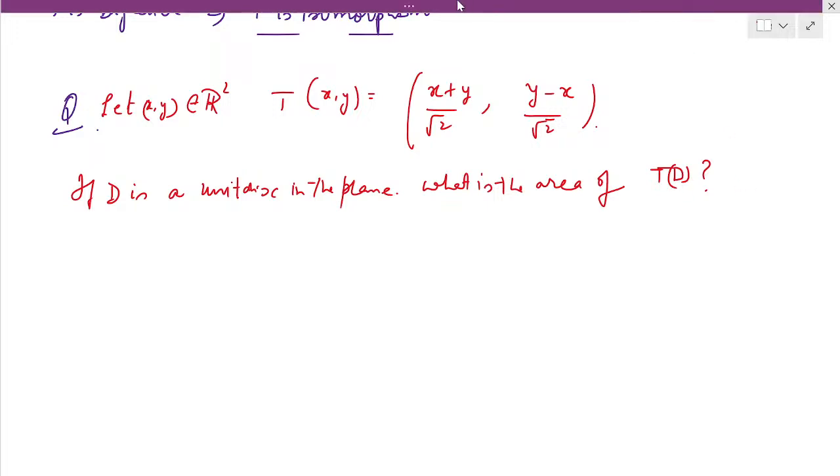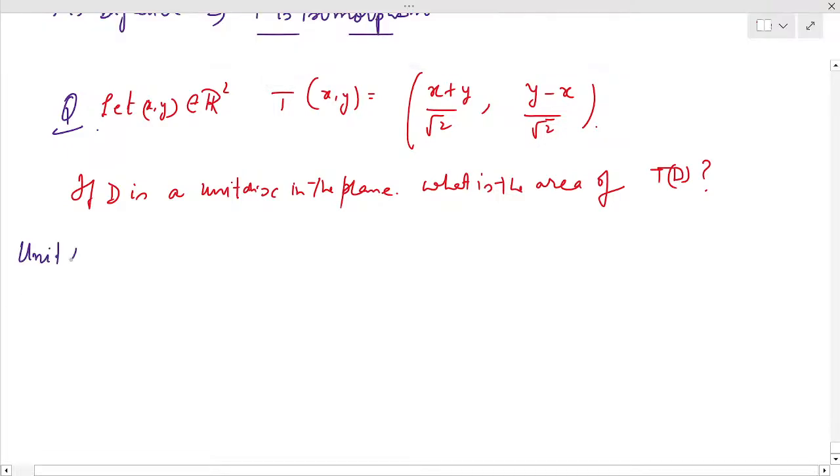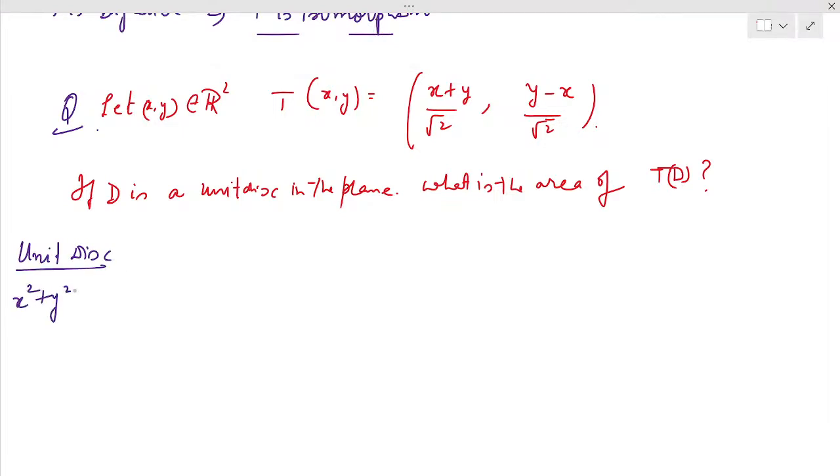One thing is clear. If I'm saying unit disk, what does it mean? I'm writing it here. Unit disk means I'm talking about x squared plus y squared equal to 1. So the area here would be simply pi. Now think about this question. Just think about this question and answer. Probably now you'll be able to answer.